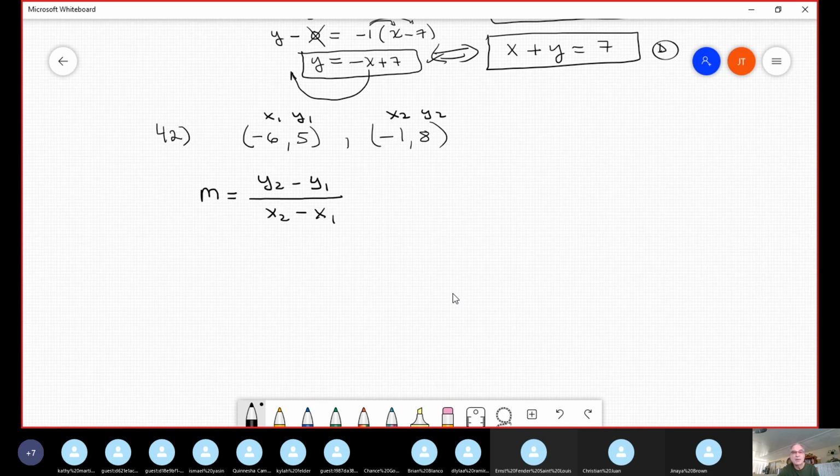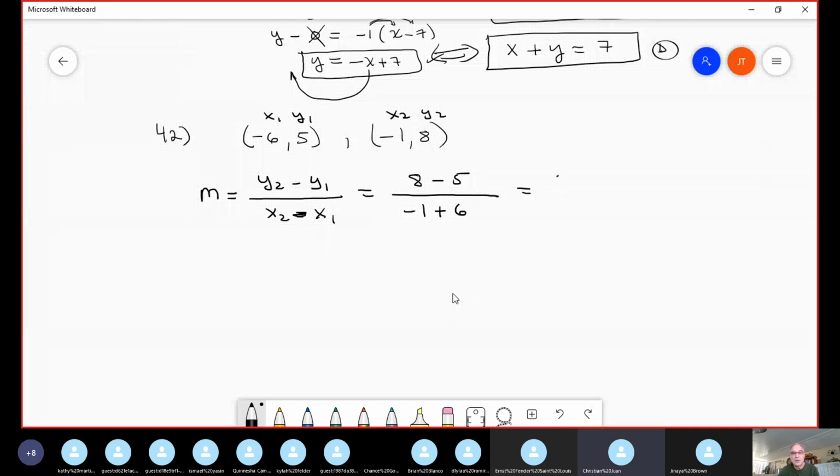Okay, computing the slope, right? This is my formula. I assign the variables. This is the first point, and this is the second point. y2 is 8 minus 5. x2 is negative 1 minus, double minus: minus of the formula and minus of the value become positive. This is 3, and this is 5. So 3 over 5. This is the slope.